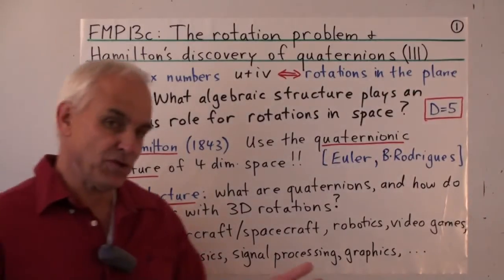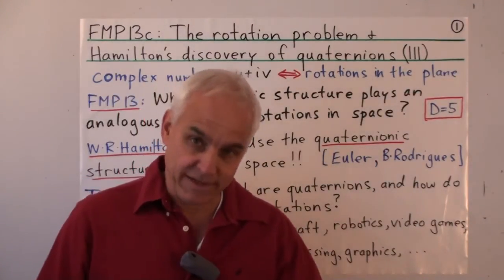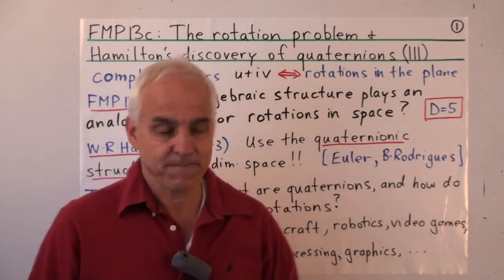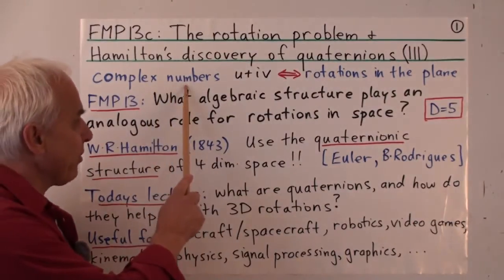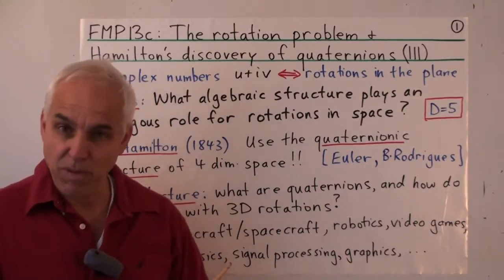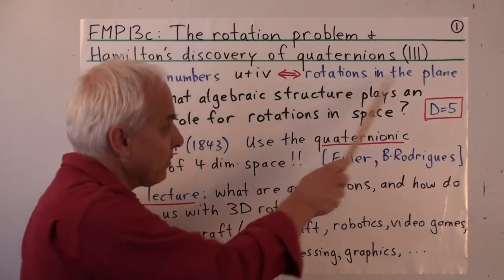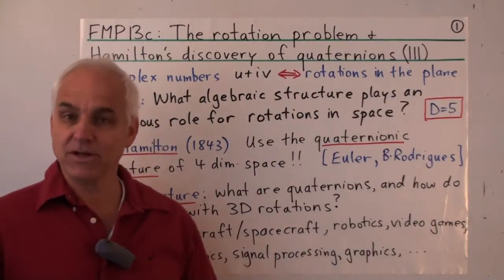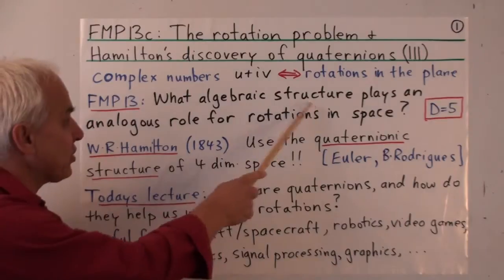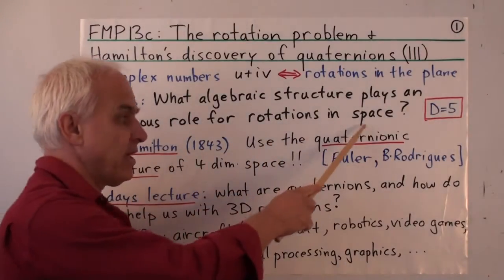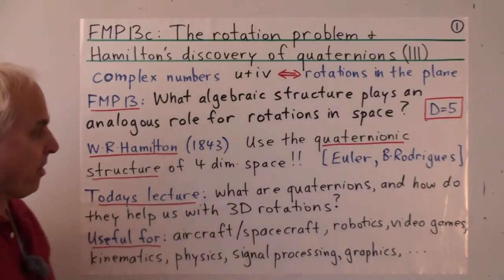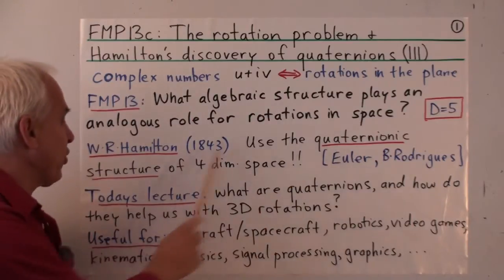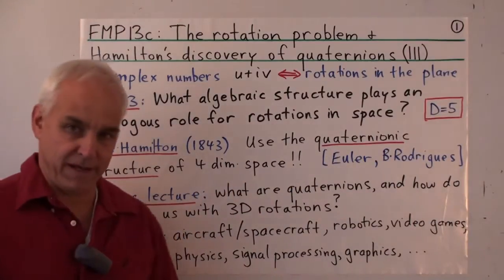Okay, so the first two lectures in this series have already talked about complex numbers, and then we talked about rotations in three-dimensional space. And I remind you that complex numbers, which we can think of as things of the form u plus iv, were intimately connected with rotations in the plane. And that is really this connection that motivated Hamilton to ask, well, what algebraic structure plays an analogous role for rotations in space? That's our problem. And in 1843, he discovered that the answer was to use the quaternionic structure of four-dimensional space.